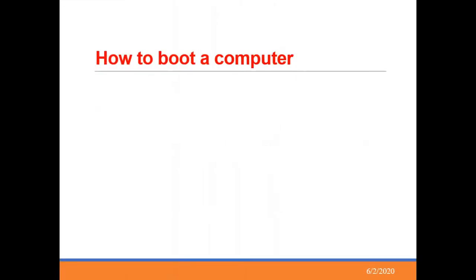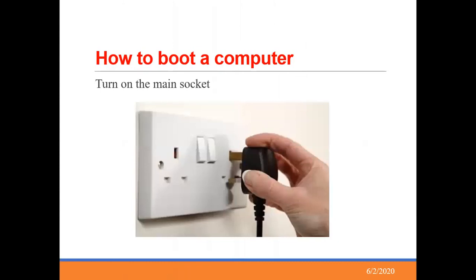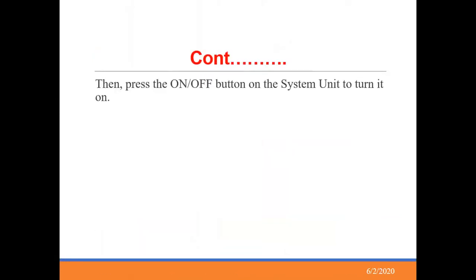How to boot a computer? Okay, so first of all, these are the sequences we go through. You'll have to make sure you plug the computer into the wall socket. Make sure it is firmly plugged in and it's turned on. All right, then you press the on or off button on the system unit. I believe by now you should know what a system unit is because we've already spoken about that.